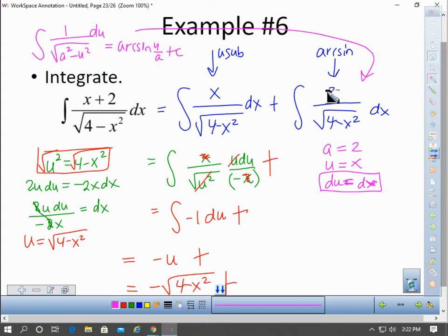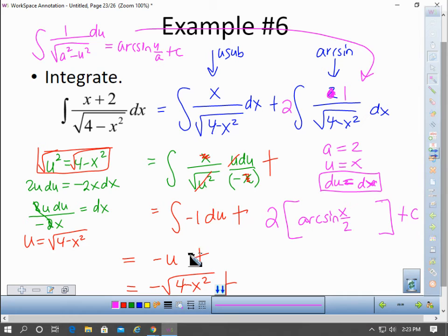However, I have an extra number here. If I take this out and put a 2 in front, and this is 1 over, then this is going to match perfectly with the rule, with a being the 2 and the u being the x. So I just had this extra coefficient of 2. That means this is going to be 2 times the straightforward rule, and then plus c on everything. So what is the straightforward rule for arc sine? It's just the arc sine of the u over the a, so x over 2, and then your plus c.